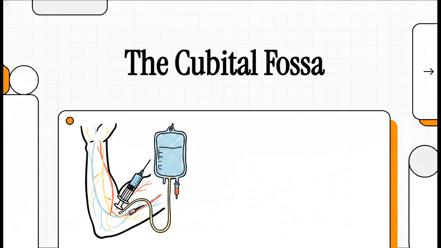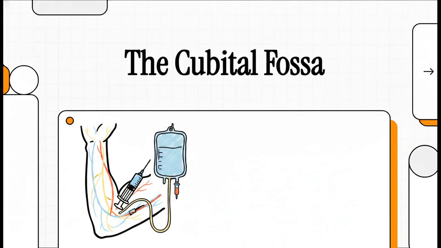Welcome back to another Explainer. Today, we're going on a bit of a treasure hunt, but we're not crossing oceans or continents. We're actually exploring a fascinating anatomical map located right on your own body. We're going to decode a tiny space called the cubital fossa.